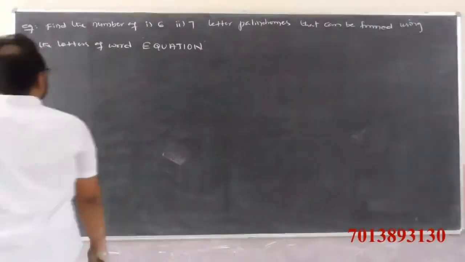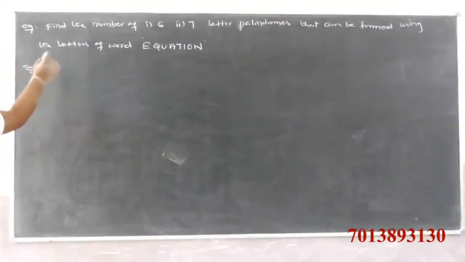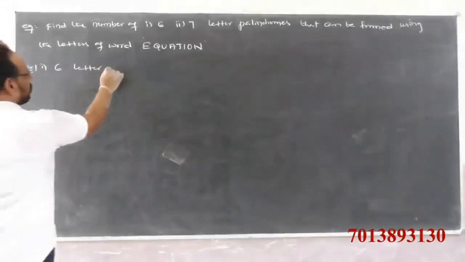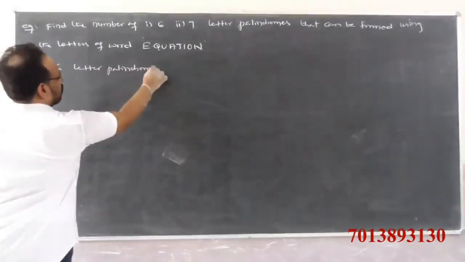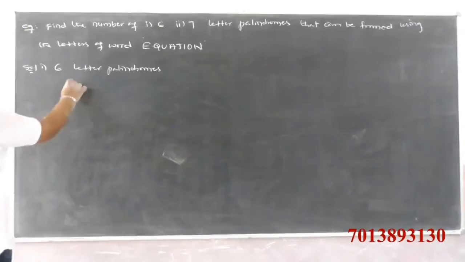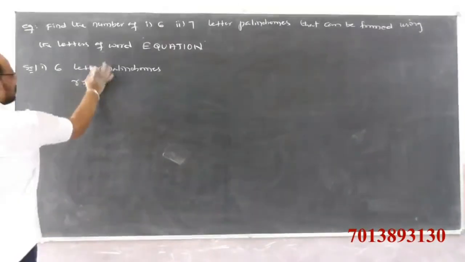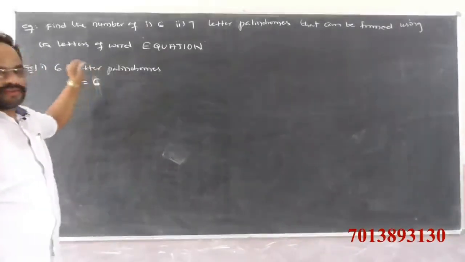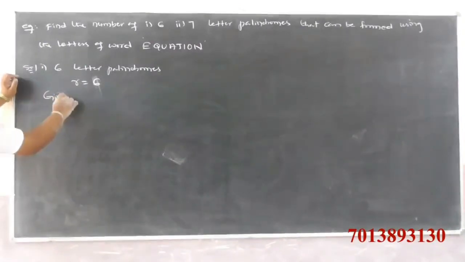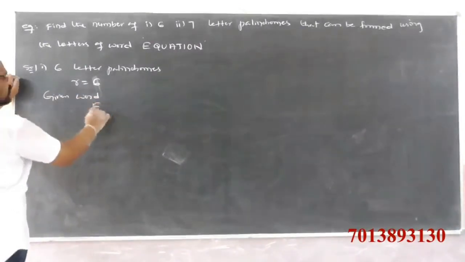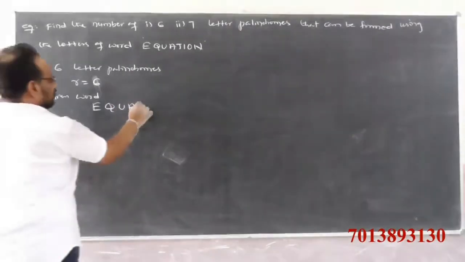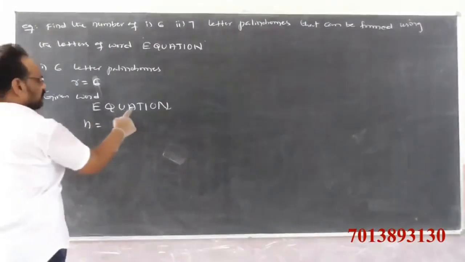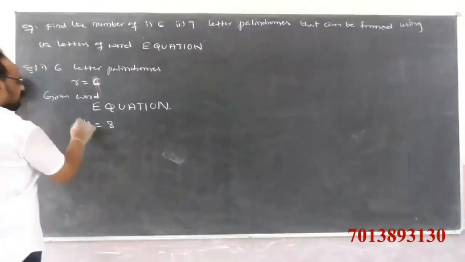Observe here. First we want 6 letter palindromes. So r is equal to 6. By using the given word, that is E, Q, U, A, T, I, O, N, EQUATION, the n different letters are 1, 2, 3, 4, 5, 6, 7, 8. So n is equal to 8.